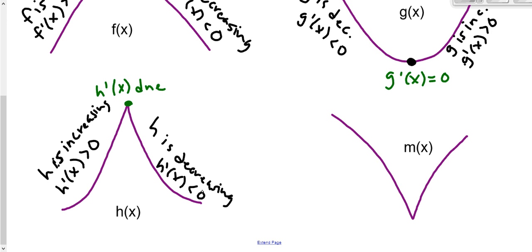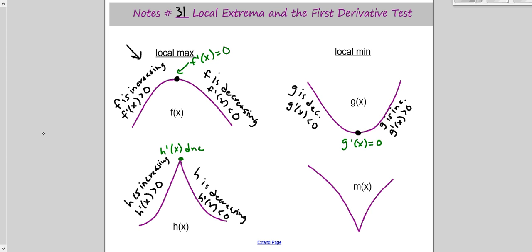Okay. In both cases that we saw on the left side of the screen, we have a local maximum. In one case, the derivative was 0. In the other case, the derivative did not exist. But in both cases, we have an increasing function on the left, decreasing function on the right. Positive derivative on the left, negative derivative on the right.